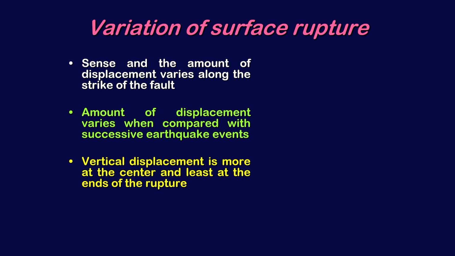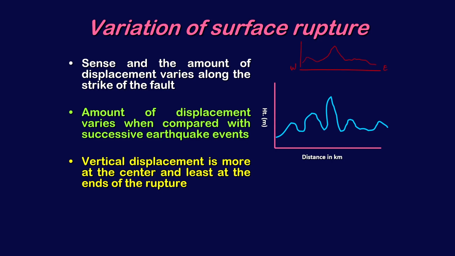What we mostly see is that the sense and amount of displacement varies along the strike. If you see the orientation, and suppose you have an east west strike, the amount of displacement will not be the same, and will be maximum where the maximum energy has been released. That is what we call the epicenter part. So, the central portion where the maximum energy has been released will have a higher amount of displacement.